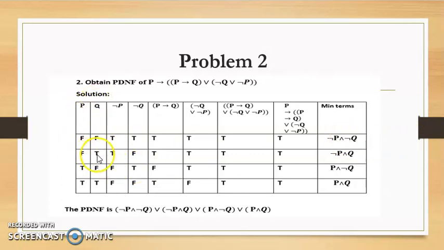Next one, false and T: so not P and Q. Next one, T and F: P and not Q. Next one, T and T: that means P and Q. So we got all 4 min terms.